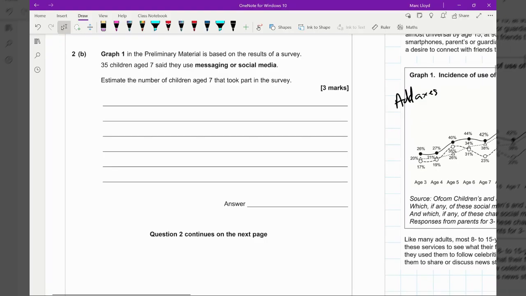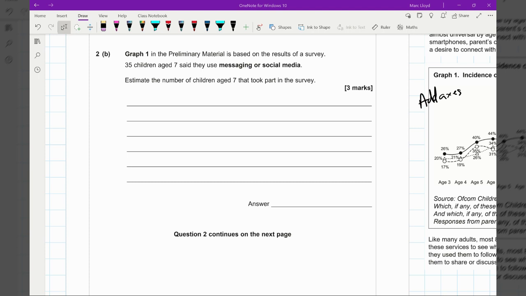Okay, graph 1 in the preliminary material is based on the results of a survey. 35 children aged 7 said they use messaging or social media. Estimate the number of children aged 7 that took part in the survey. So I'm just going to have a look at that one, and then I'll come back to you.